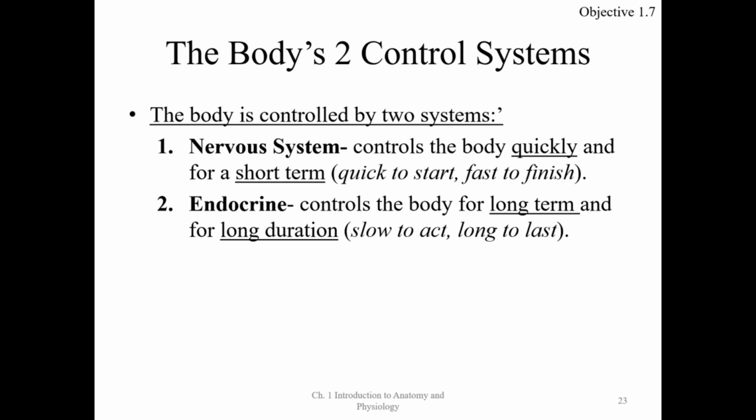The nervous system is the hare, very fast. But the endocrine is slow and steady wins the race. Okay? Now, this is where we're going to stop in our first lecture, and then we'll pick up in our next with homeostasis.